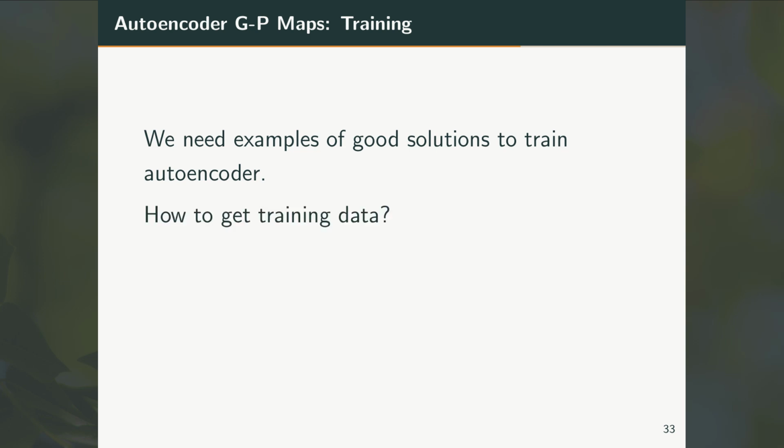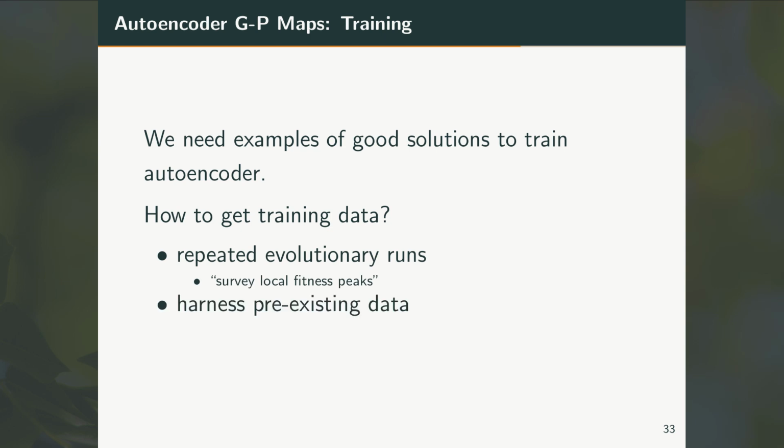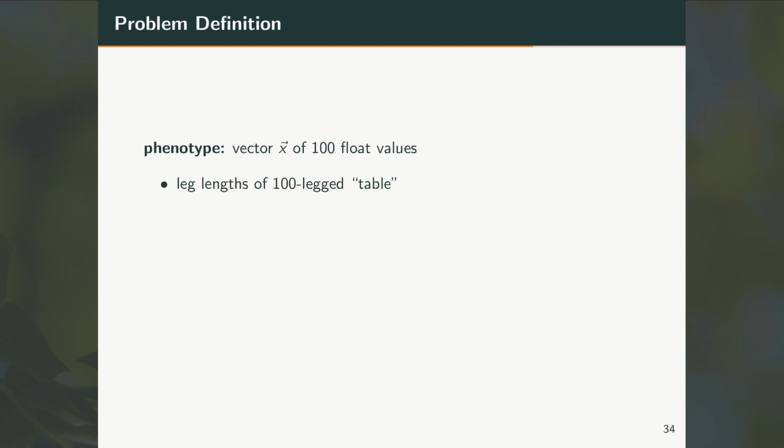So how can we get training data? How can we get good solutions? Well, we can do repeated evolutionary runs like we talked about, or we can also perhaps harvest pre-existing data. For example, if we're trying to evolve faces, there's plenty of face images out on the internet. So just go grab some, train your autoencoders, and then you're off to the evolutionary races.